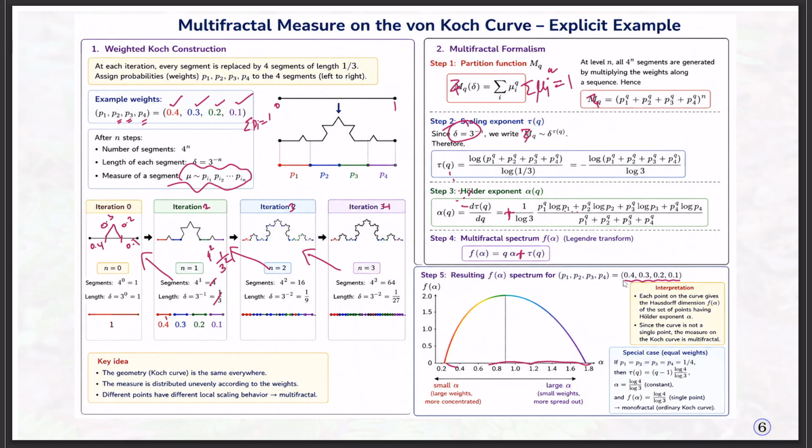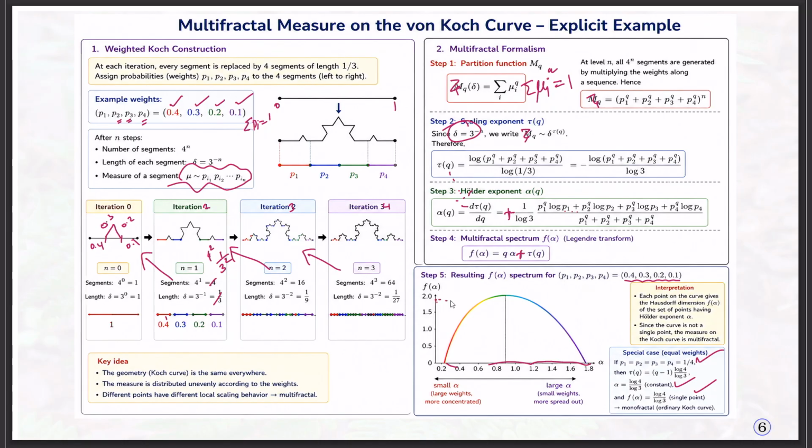Now instead of 4 different probabilities, you can take all equal probability, then one can get that alpha is ln 4 by ln 3, it is a constant value, therefore f of alpha is a single point. So by taking all the probabilities as equal to 1 by 4, as we discussed in the Cantor set, if you are taking the densities equal, then f of alpha becomes a constant. It is a single fractal, it is not a multifractal, it will become a monofractal.